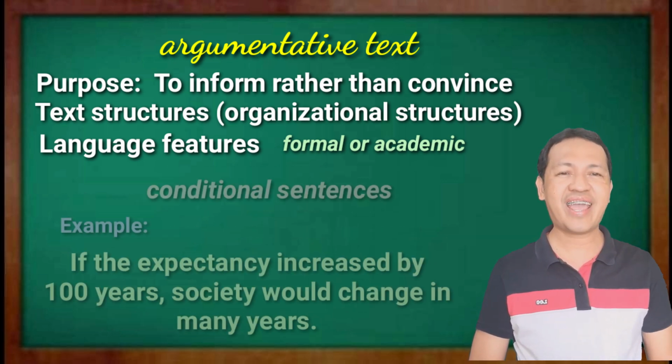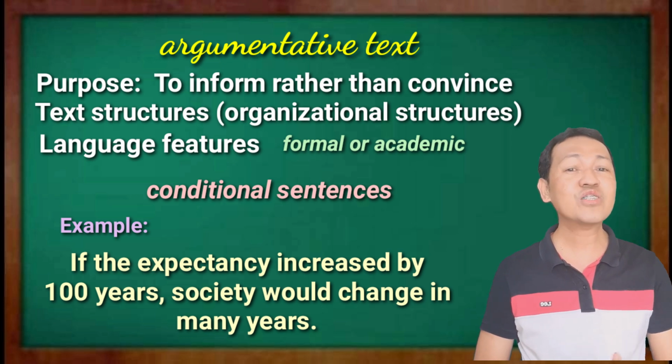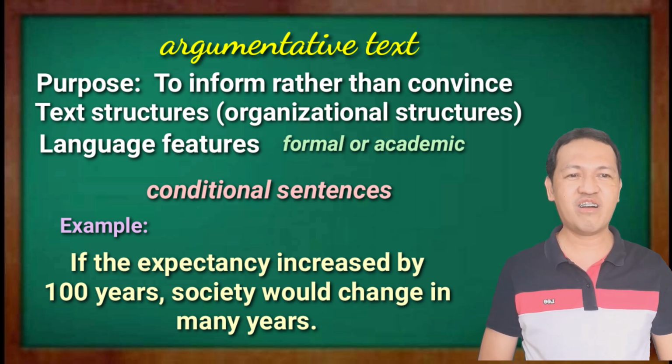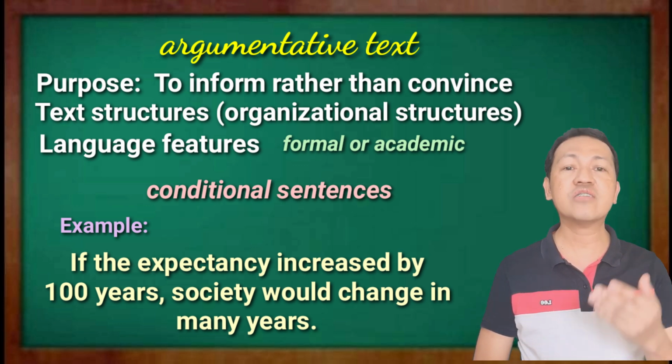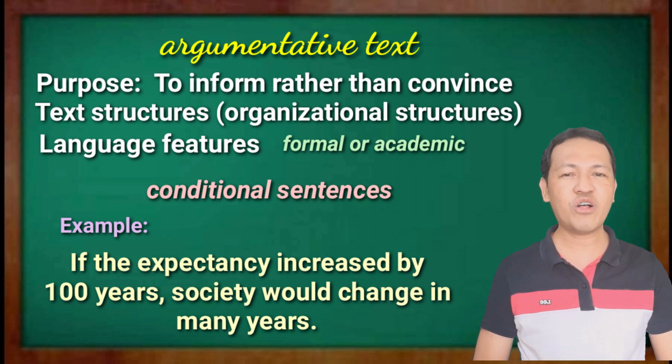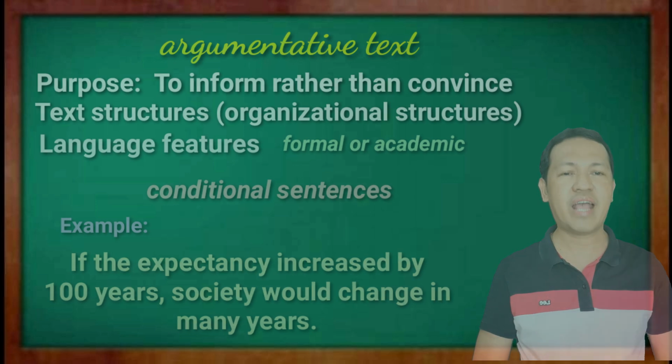In argumentative text, conditional sentences are also commonly used when stating what the author should or should not have done, because he or she can justify his or her position by showing the result of an alternative course of action.